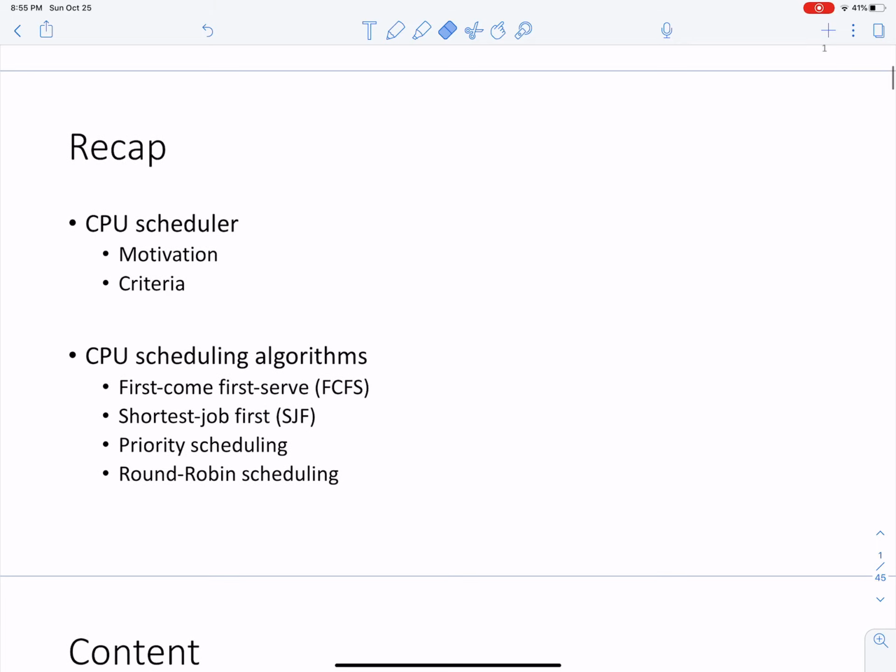Throughout the semester, CPU scheduling algorithms are one of the two most important topics. It will play a big role in your midterm and also in your final exam. So be prepared for that.